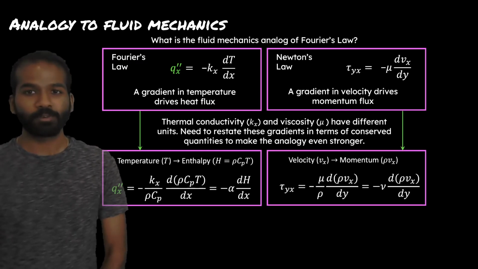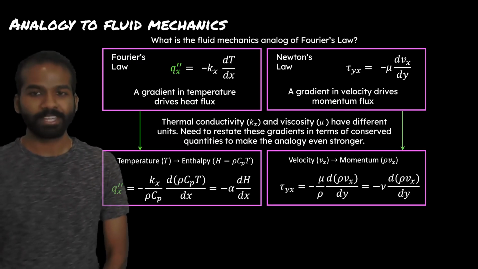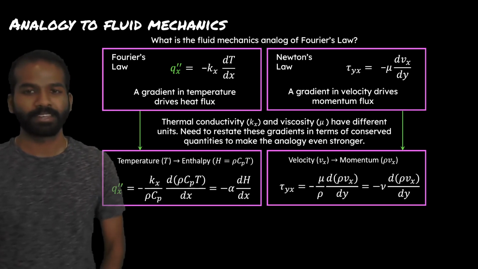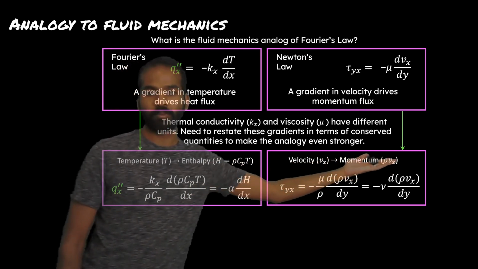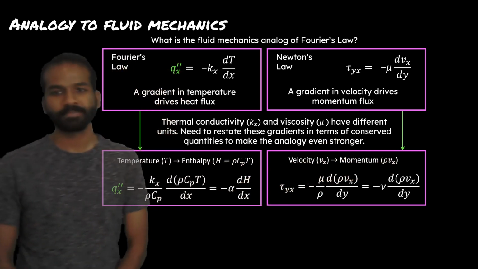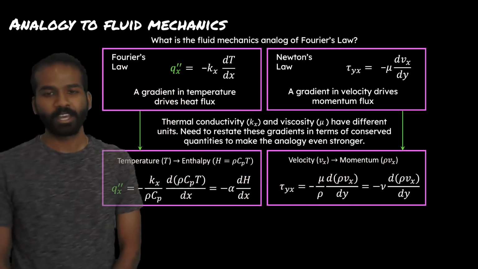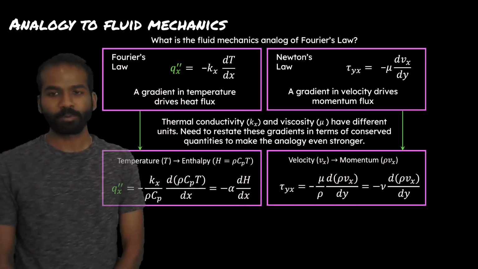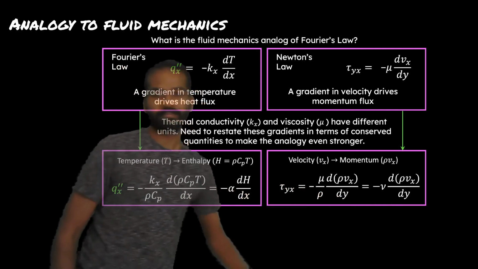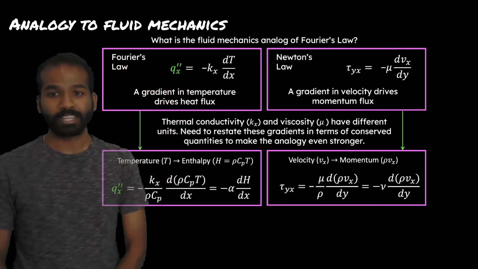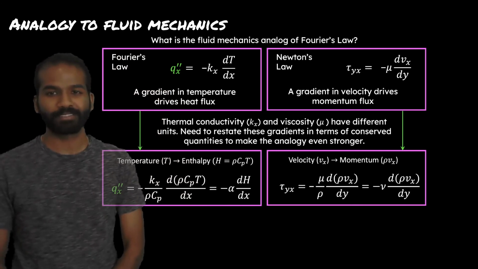We can do the same thing now with Newton's law, making the velocity into a conserved quantity, momentum. This requires here multiplying the velocity times rho, so that we end up with rho Vx, the momentum. If we apply this now to Newton's law, we find that we end up with stress equaling minus nu times d rho Vx dy. Nu here is the kinematic viscosity. It is the ratio of the viscosity mu and the density rho.